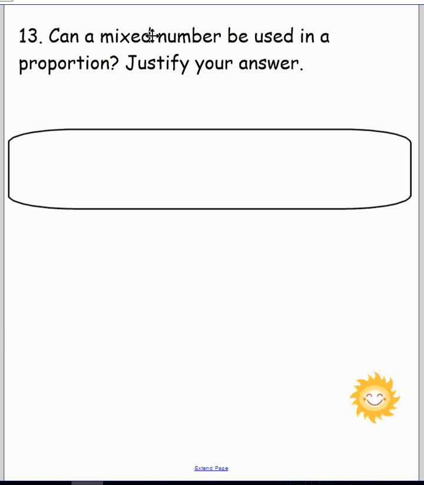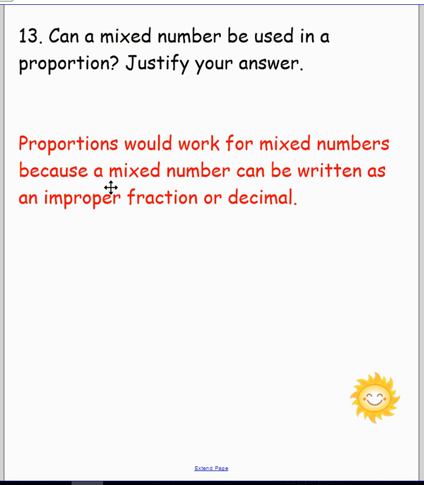And then lastly, can a mixed number be used in a proportion? What do you think? And then it says to justify your answer. Did you think that it would work? Well, of course, any number we can use to plug into a proportion. Proportions work for any type of number. Mixed numbers, we could easily turn a mixed number into an improper fraction or a decimal number. But again, when we're doing our cross product and stuff like that, we don't have to worry about how to change it, especially if we have a calculator that can handle mixed numbers and fractions for us.